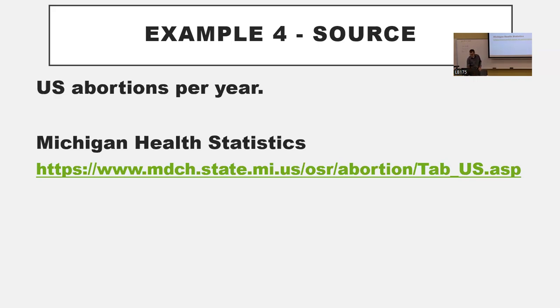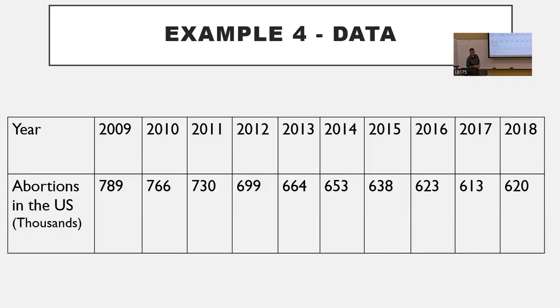Number of abortions in the U.S. from 2009 to 2018 is in thousands. So when I say 789, that's 789,000. In 2015, it was 638,000. In 2018, it's 620,000. So these are in thousands.